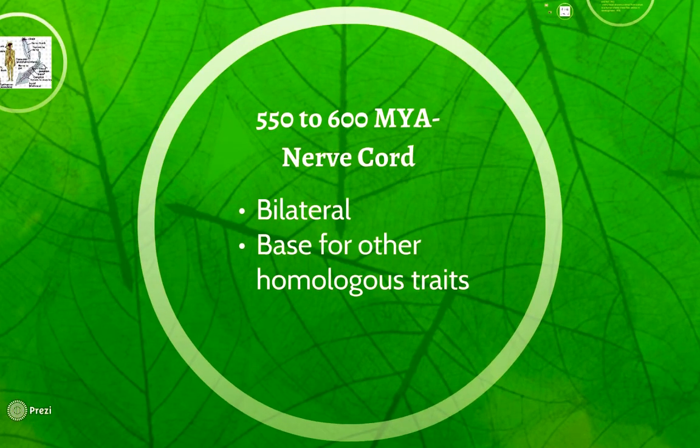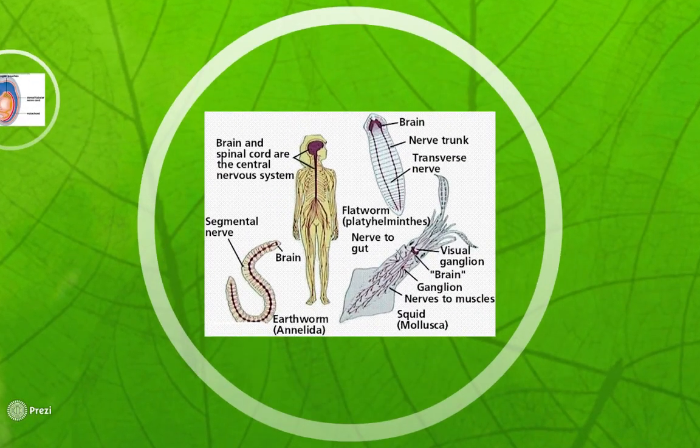The first significant homologous trait among embryos is the nerve cord, which evolved around 600 to 550 million years ago. One characteristic of vertebrates is their bilateral body form, which allows them to have a nerve cord with an enlargement for each body segment. This nerve cord provides a basis for all other homologous traits among vertebrate embryos that were yet to come.